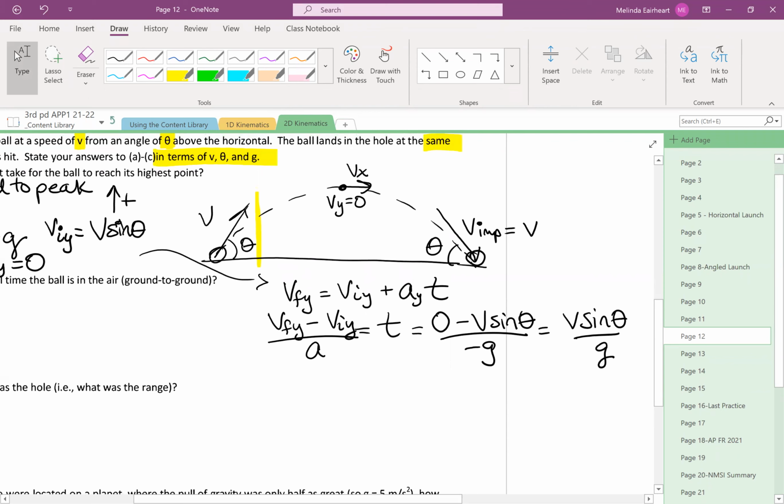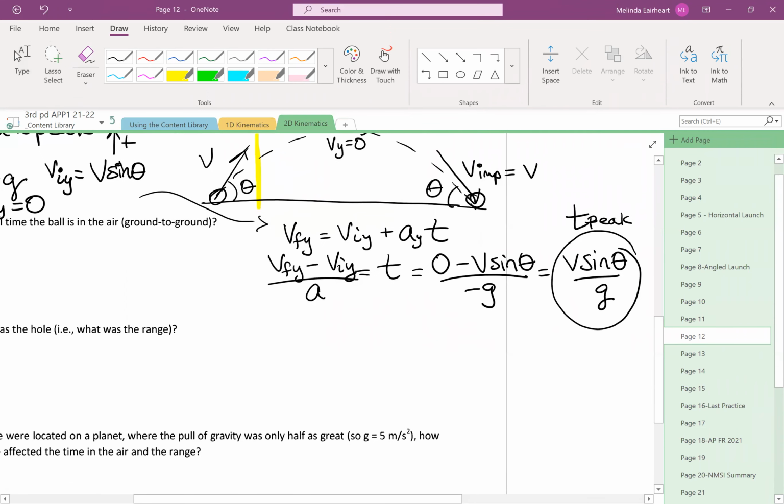Now, a reminder, it said state your answer in terms of V, theta, and G. Not that you have to have them all, but your answer can't have like H or X or Y or even A. And so our answer has sine. That's a trig function. That's okay. It's not a physics variable. So we've played their game. This is the time to the peak. Everybody good?